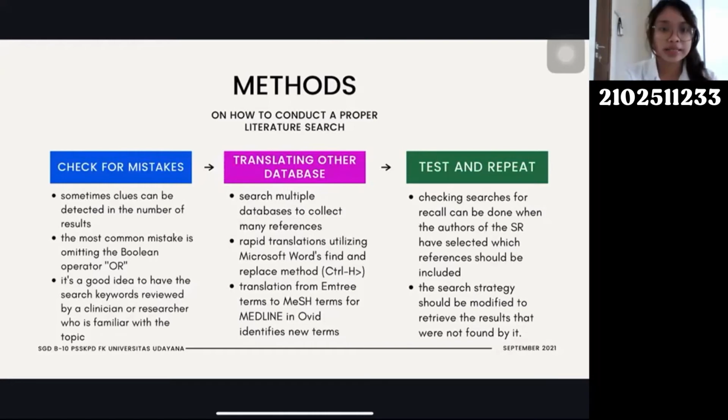And the last one is test and repeat. Checking searches for recall can be done when the authors of the SR have selected which references should be included. And the search strategies should be modified to retrieve the results that were not found by it.